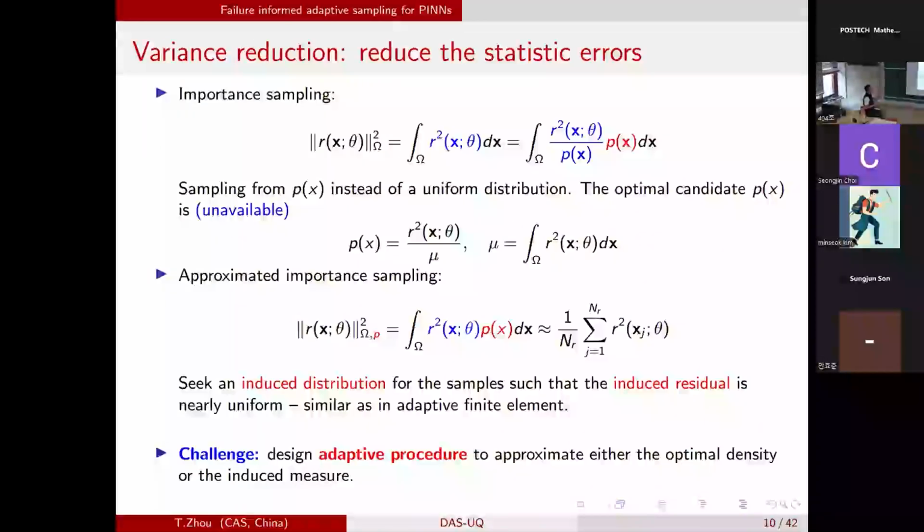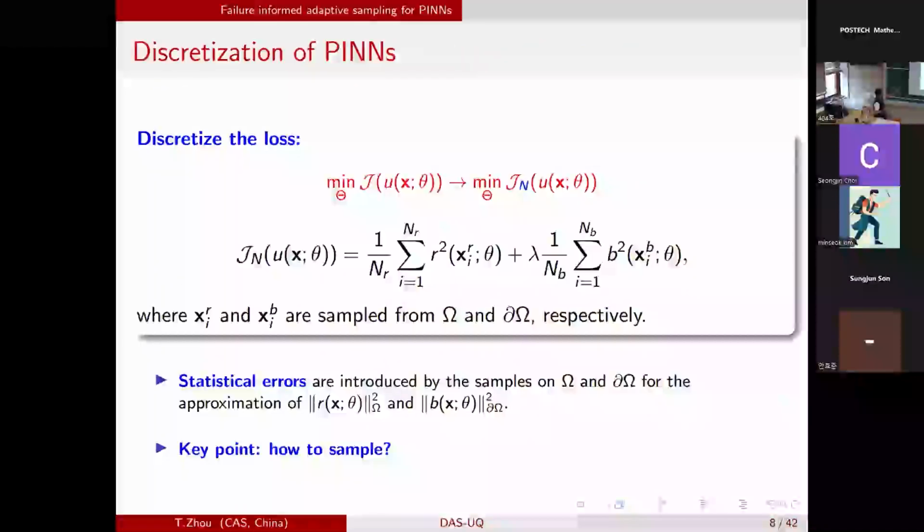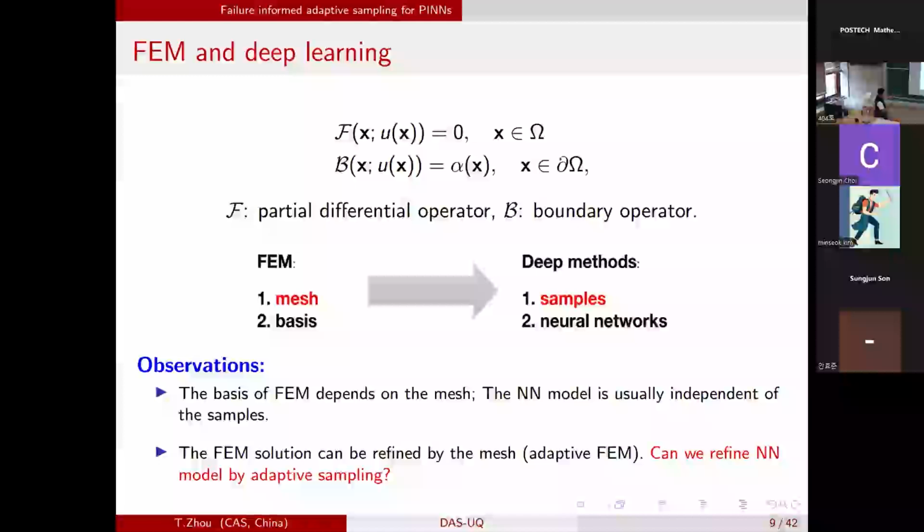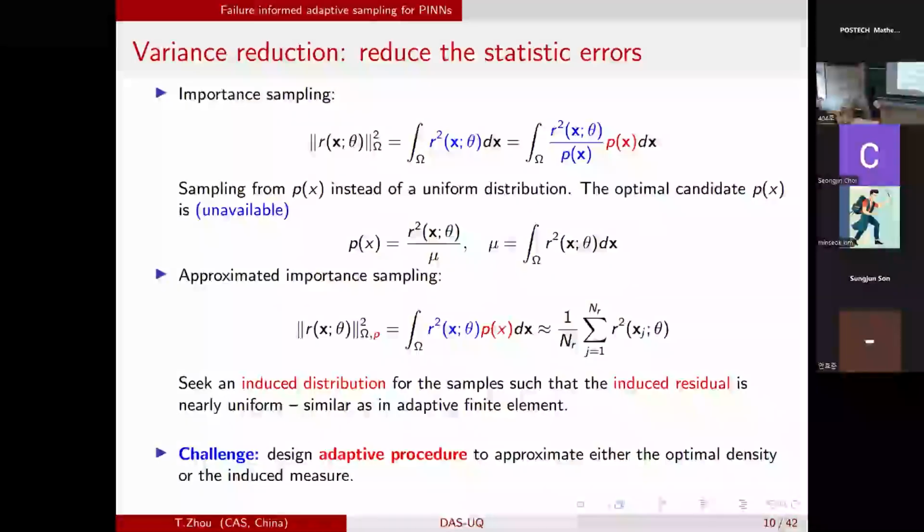So the idea is actually very simple. Consider this problem, which is very clear. The problem is just to minimize this residual here. Actually, this residual is defined like this. And then the next step is sampling this domain to choose the training points to discretize this continuous loss. But how to choose the samples?